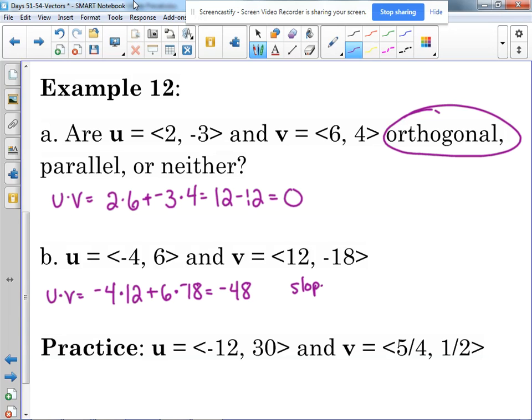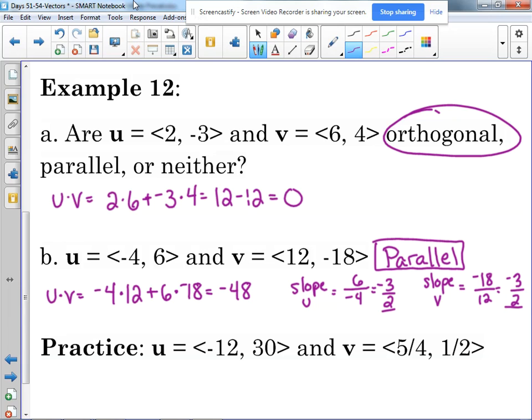Let's do the slope of u, the y component over the x component. So that simplifies to negative 3 over 2. The slope of v, the y component over the x component, those are both divisible by 6. Negative 3 over 2. Same slopes, so these are parallel. It would have also worked if one of these was positive 3 over 2. It's just headed in the opposite direction, but it has the same slope.